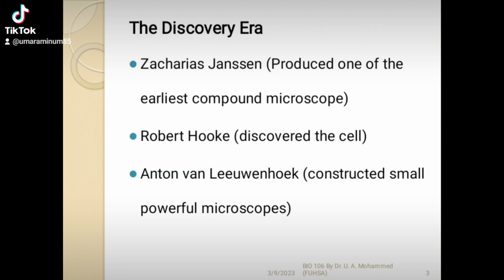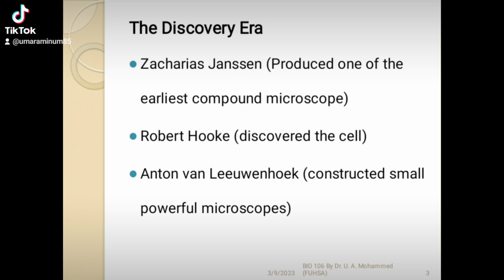Now, in a previous class, if you remember, we were talking about Zacharias Janssen, Robert Hooke, and Anton van Leeuwenhoek. They are classified into the discovery era. As you can remember, Zacharias Janssen is basically one of the first to be credited with making the earliest compound microscope, which was a couple of magnifying lenses. Then this paved the way to the development of a compound microscope by Christopher Cock of Covent Garden, London, which was used by Robert Hooke to discover the cell.